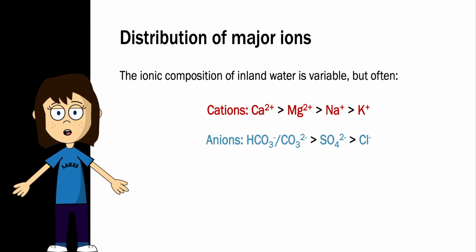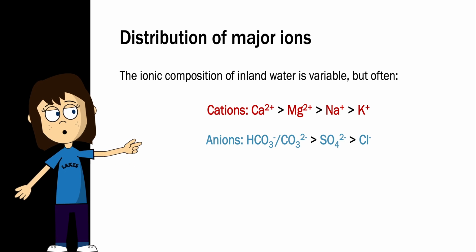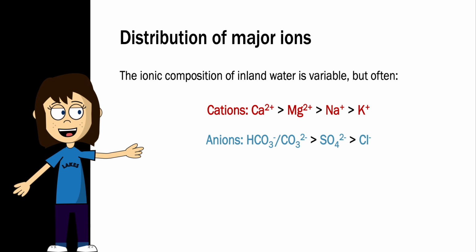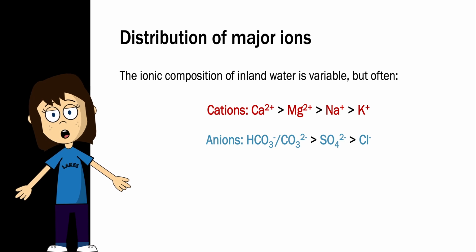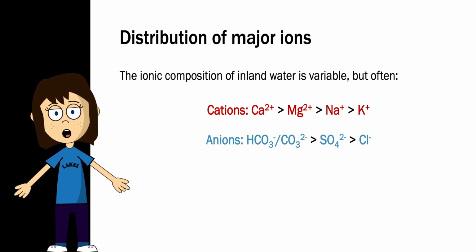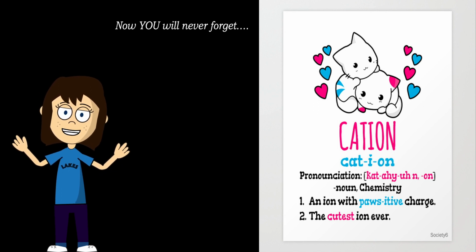So when we talk about major ions, we focus on the 4 cations: calcium, magnesium, sodium, and potassium, and the anions bicarbonate and carbonate, sulfate, and chloride. And these are listed here in their general order of dominance, although as we will see, this is not always true. And just in case you're wondering, how am I ever going to remember cation versus anion? Well, here's one way.